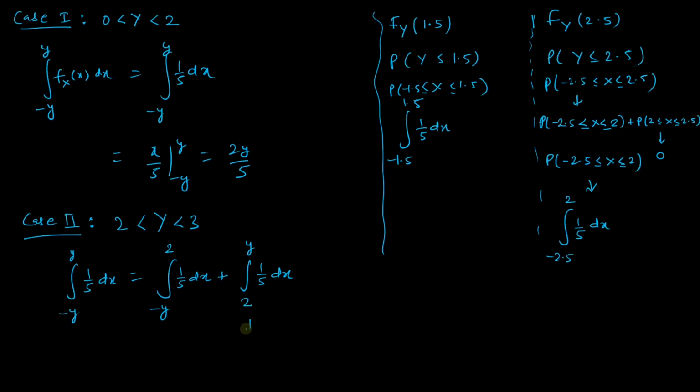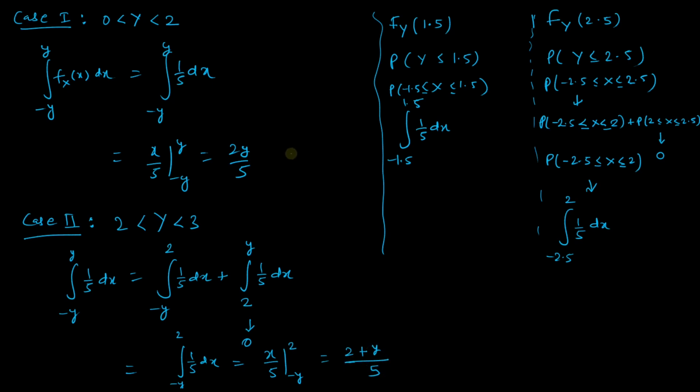So this value will go down to 0. And we will finally have the integral from minus y to 2 of 1 by 5 dx. We can write it as x by 5 integrated from minus y to 2. Finally, we will have 2 plus y by 5.